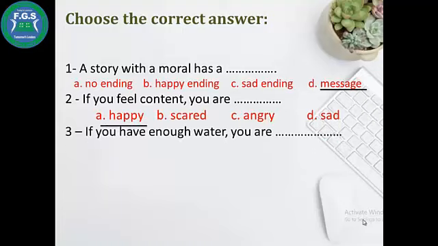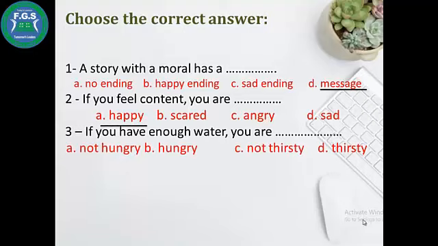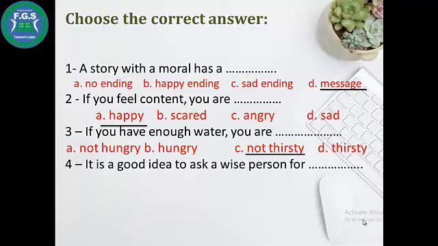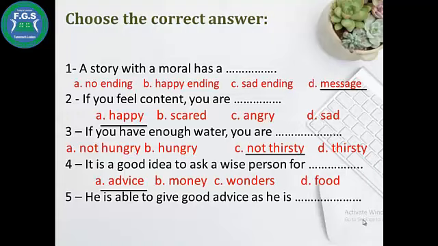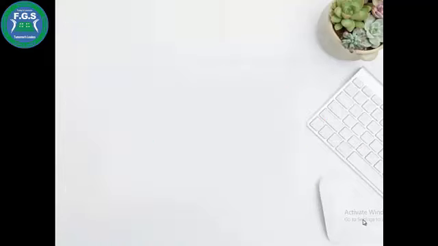Number 3. If you have enough water, you are not hungry, not thirsty. If you have enough water, you are not thirsty. Number 4. It's a good idea to ask a wise person for advice, money, wonders, food. Of course, for advice. He is able to give good advice as he is wise, lazy, ride, wide. He is able to give good advice as he is wise.